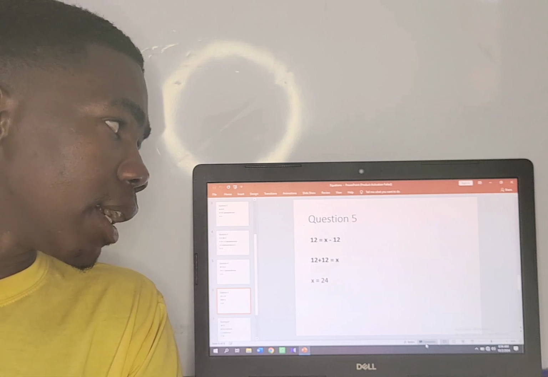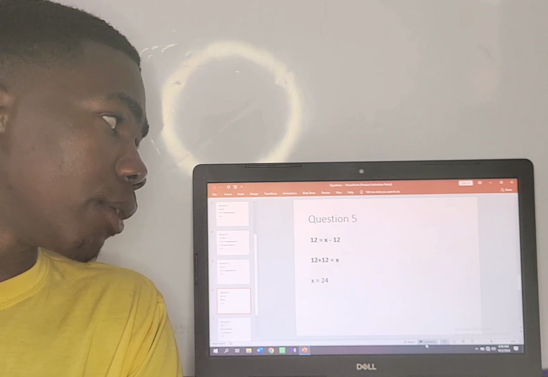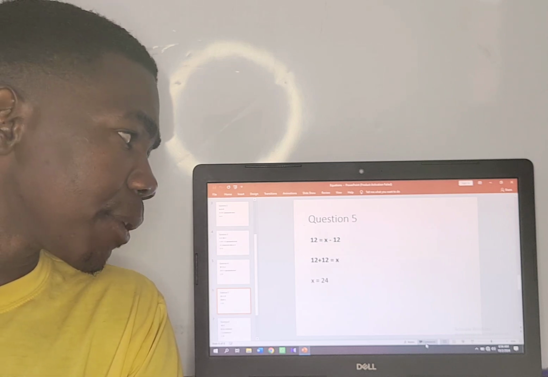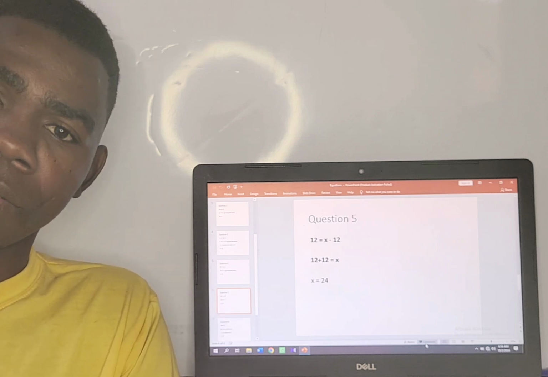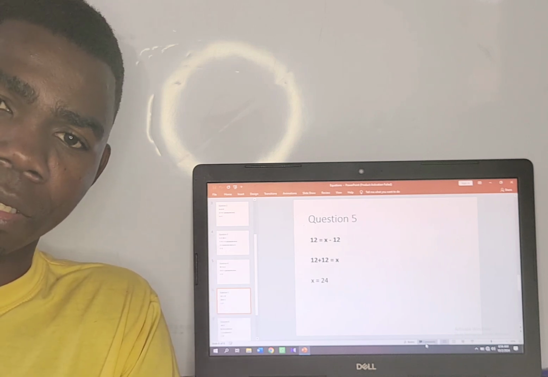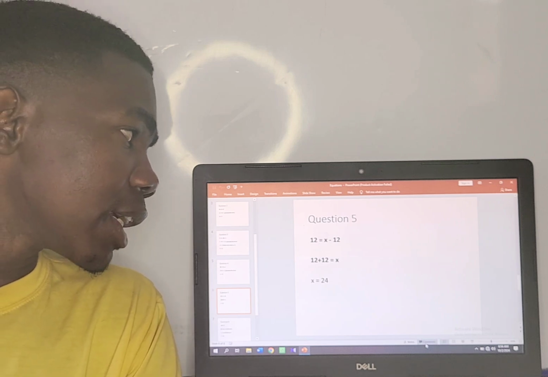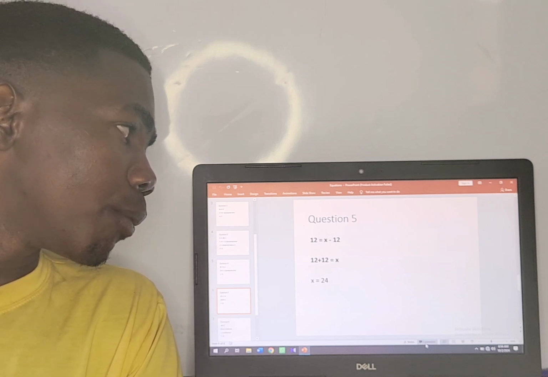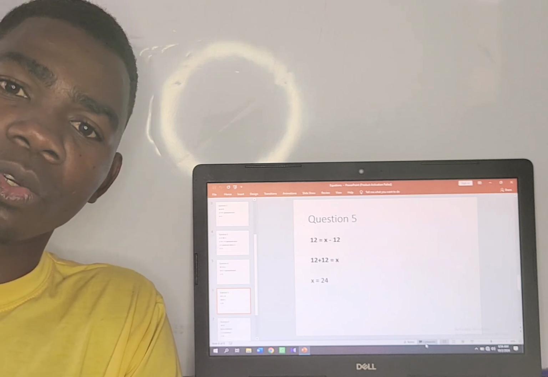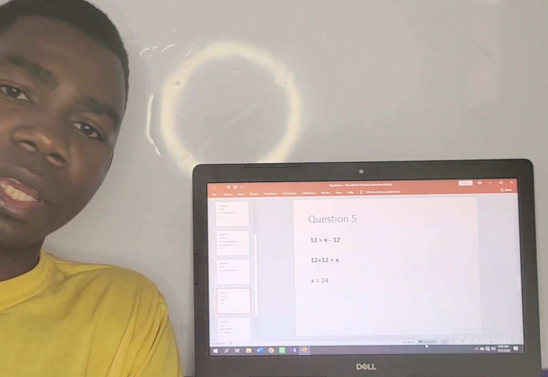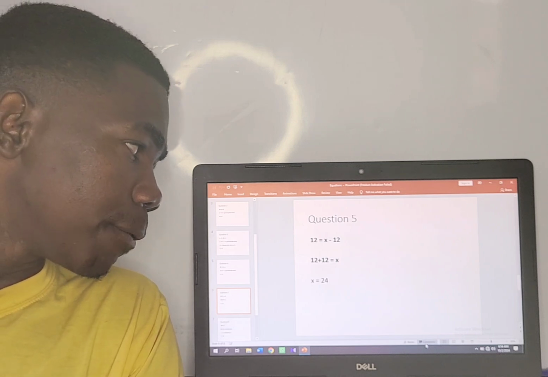So we are applying the previous concept on question number 4 to work on this question number 5. We group the like terms first before we take any procedure. So we are saying 12 plus 12 is equal to x, meaning 12 plus 12, which is 24. So 24 is equal to x. Therefore, x is equal to 24, right?